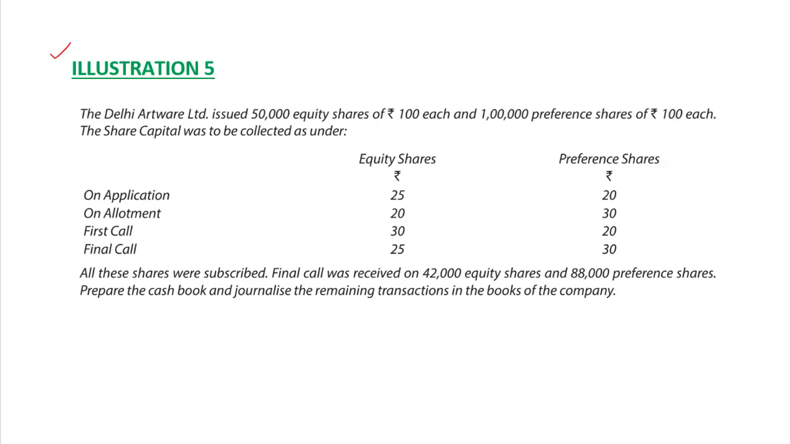Illustration 5. The Delhi Artware Limited issued 50,000 equity shares of 100 each and 1 lakh preference shares of 100 each. Equity shares and preference shares are payable on application, on allotment, first call and final call. The monies received are specified over here. All these shares were subscribed. Final call was received on 42,000 equity shares and 88,000 preference shares. Prepare the cash book. Journalize the remaining transactions in the books of the company. I believe you understood.